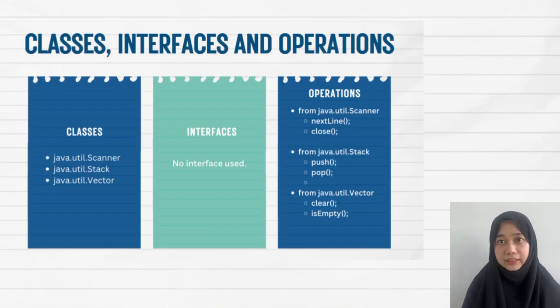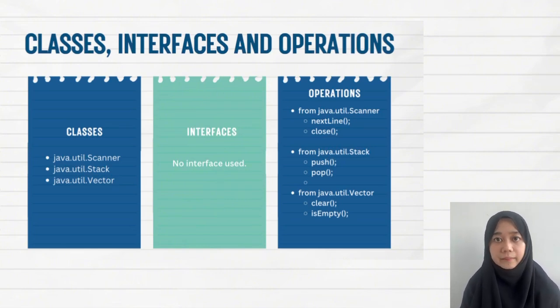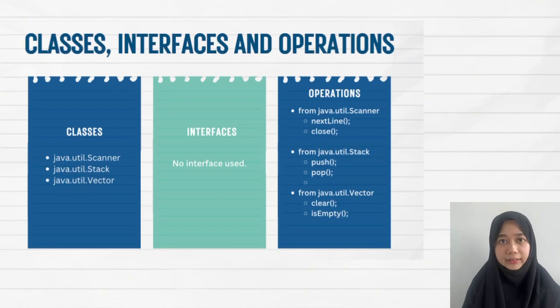Next, we move to the operations used in the code. The first one, from the java.util.Scanner class. First, in order to use this, we need to create the object. The operation used is the nextLine operation. This operation advances this scanner past the current line and returns the input that was skipped. Next, the close operation. This operation usually is used at the end of the code to close the scanner.